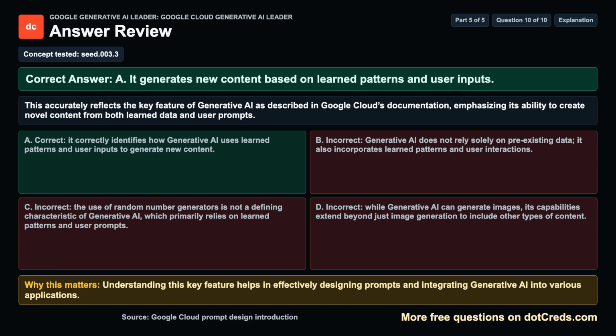The correct answer is A. It generates new content based on learned patterns and user inputs. This accurately reflects the key feature of generative AI as described in Google Cloud's documentation, emphasizing its ability to create novel content from both learned data and user prompts. Why this matters? Understanding this key feature helps in effectively designing prompts and integrating generative AI into various applications.